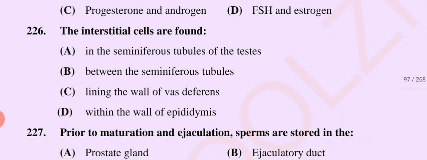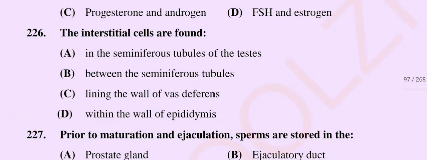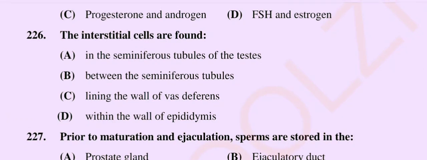Question number 226. The interstitial cells are found, where are interstitial cells found? Option A in the seminiferous tubules of the testes. Option B between the seminiferous tubules. Option C lining the wall of vas deferens. Option D within the wall of epididymis. So the correct option is option B, between the seminiferous tubules.